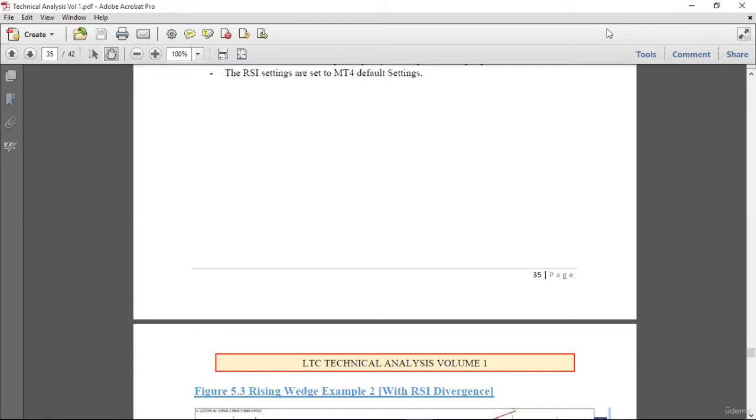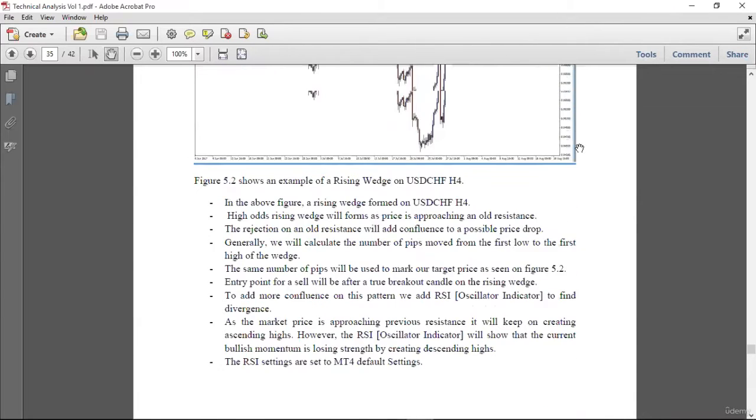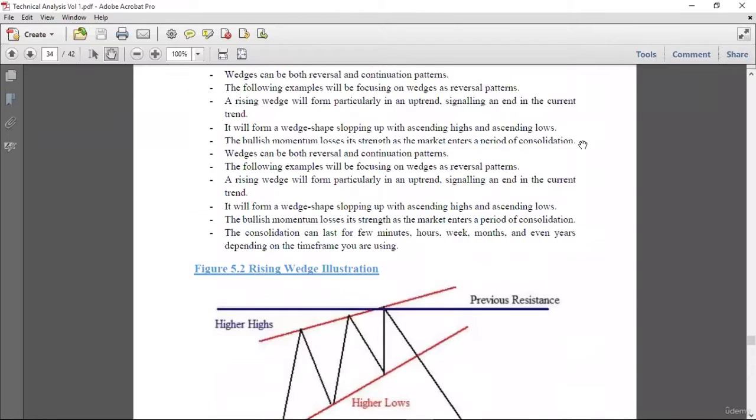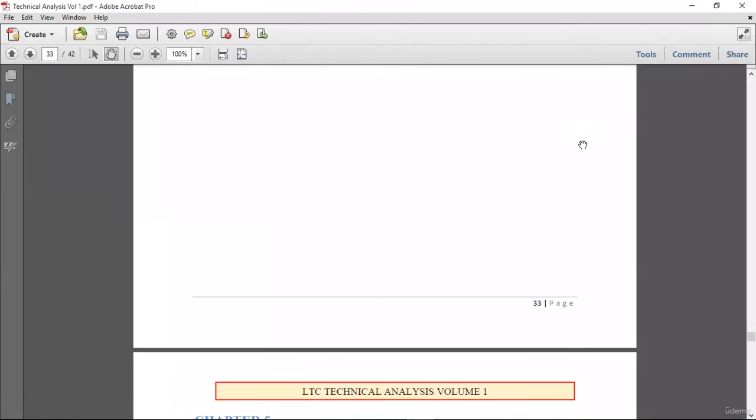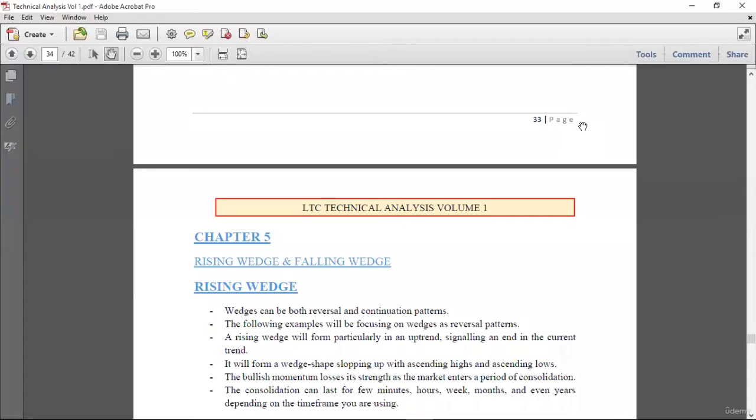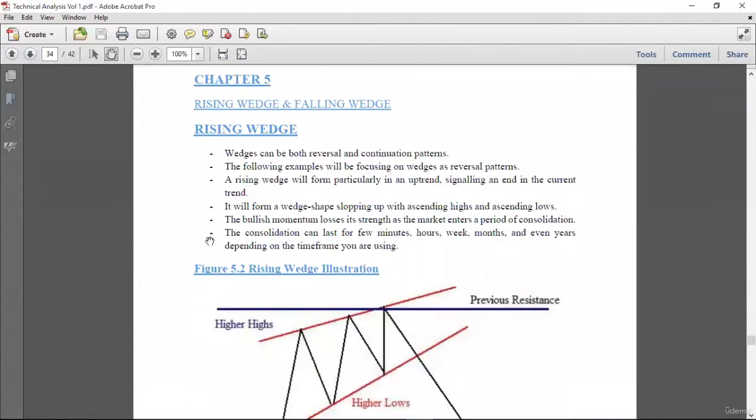the wedges and channels: rising wedge, falling wedge, bullish channel, bearish channel. We're going to combine them because they're almost similar in the way you trade them and their structures. So we'll just combine the wedges and the channels, beginning with a rising wedge.